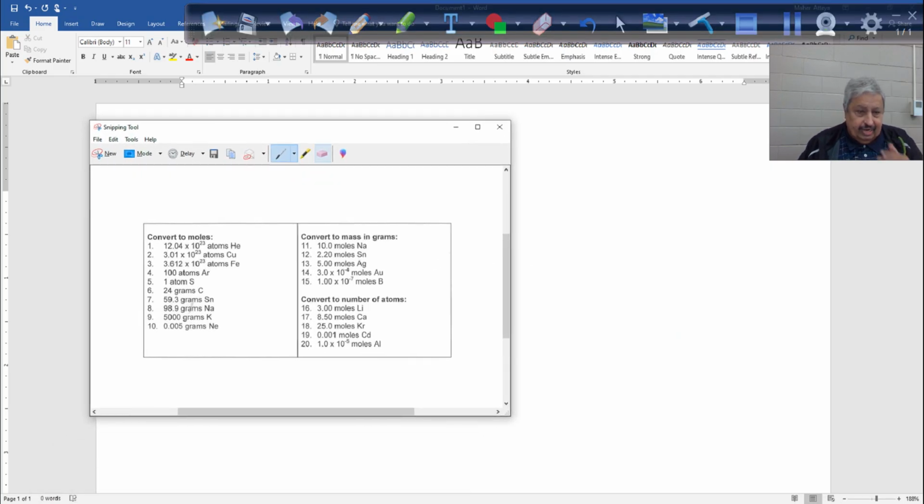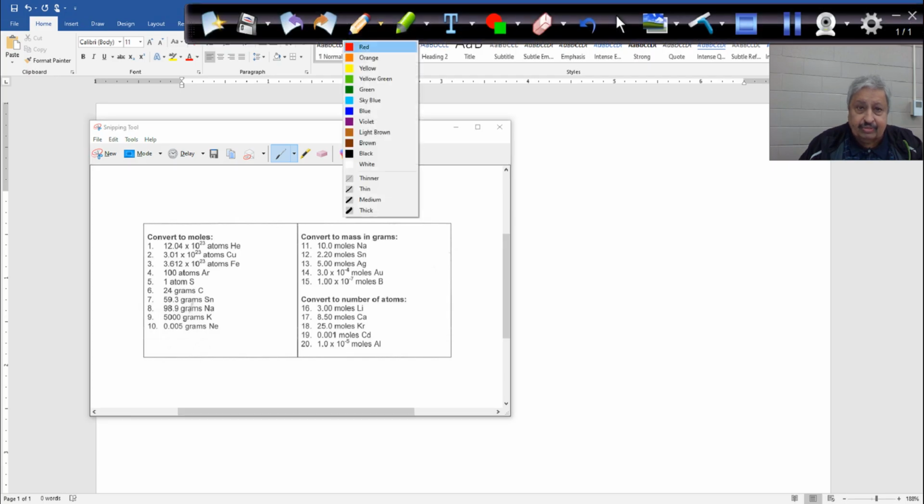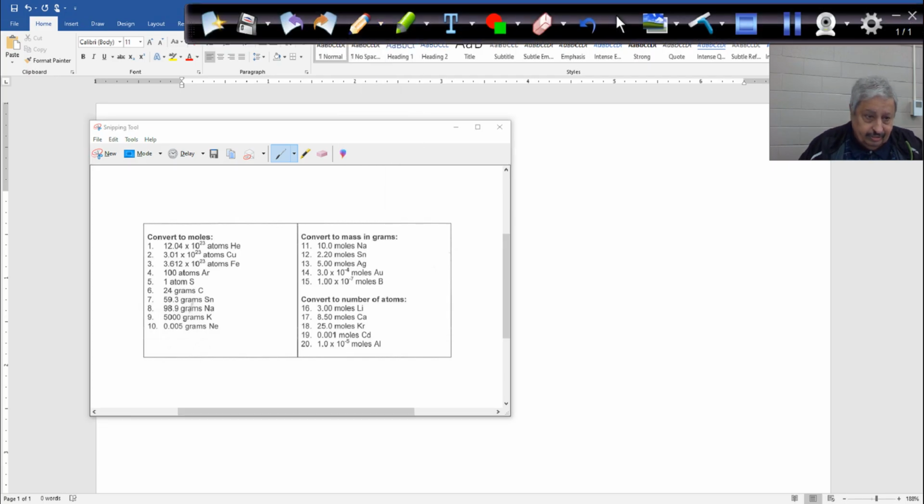Which one do you like? First we'll take the mass. We'll convert those atoms to the mass. We'll take 500 grams or 0.005 grams neon, number 10 or number 9, or we'll take the mass and then convert it to moles, and then from moles into what? Into atoms. So which one do you like? We'll take from 6 to 10. Which one do you like?